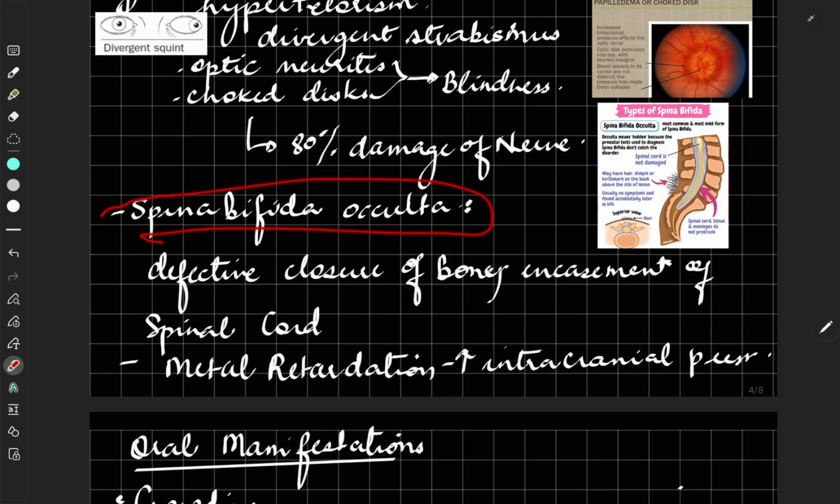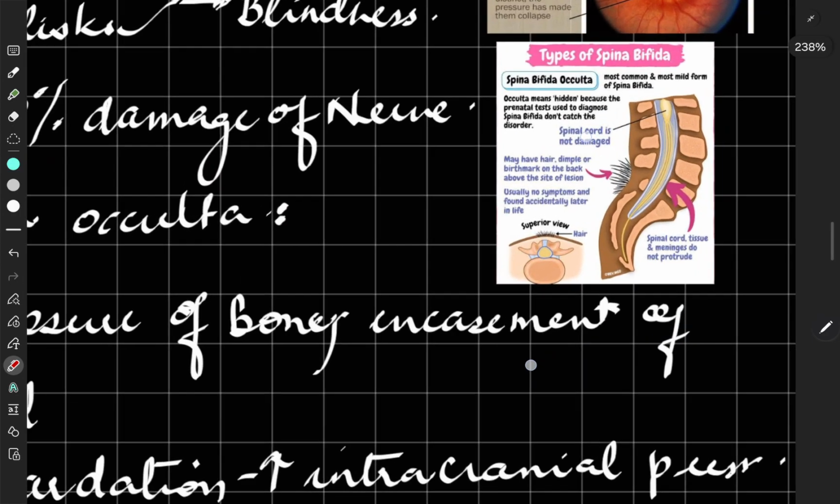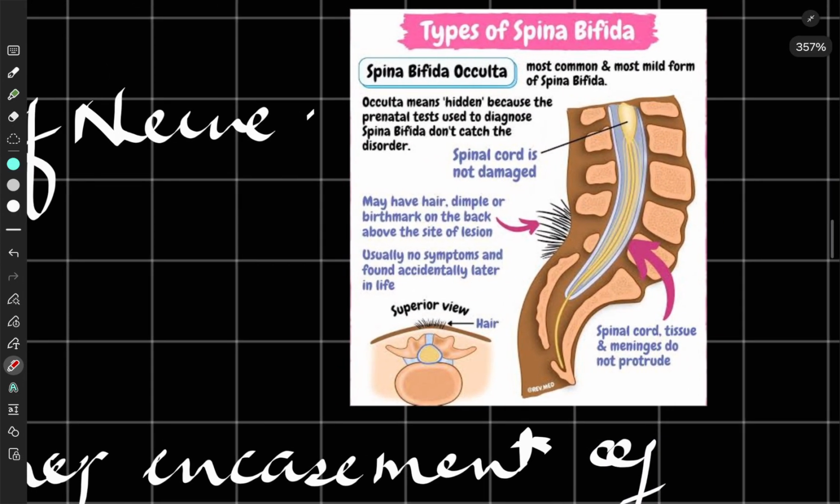Spina bifida occulta may be present. What is spina bifida occulta? It is the most common and mildest form of spina bifida. It is hidden because the prenatal tests used to diagnose spina bifida don't catch the disorder. So there is some space where the spinal cord is exposed, but it is not so much.